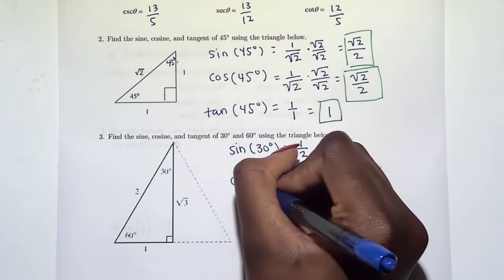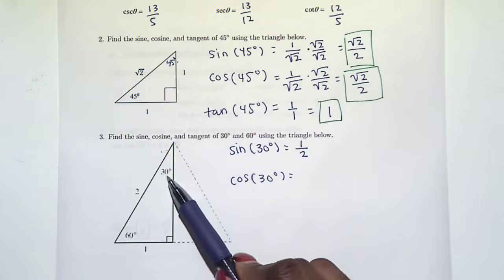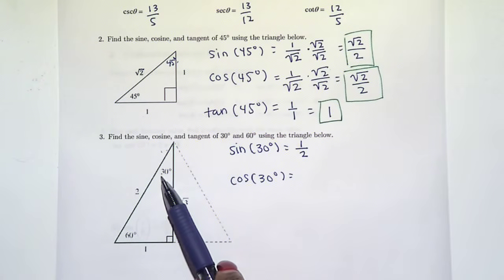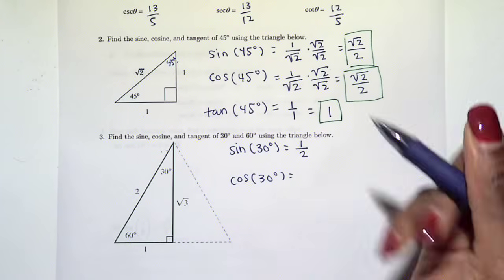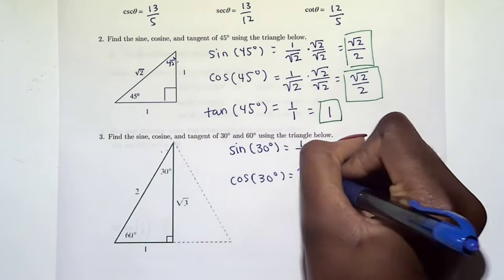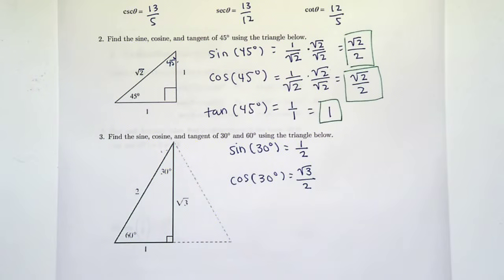Cosine of 30 degrees. We need the adjacent side to this 30-degree angle. Adjacent to that is the square root of 3. And we want to divide that by the hypotenuse. Adjacent over hypotenuse. So cosine of 30 degrees is root 3 over 2.